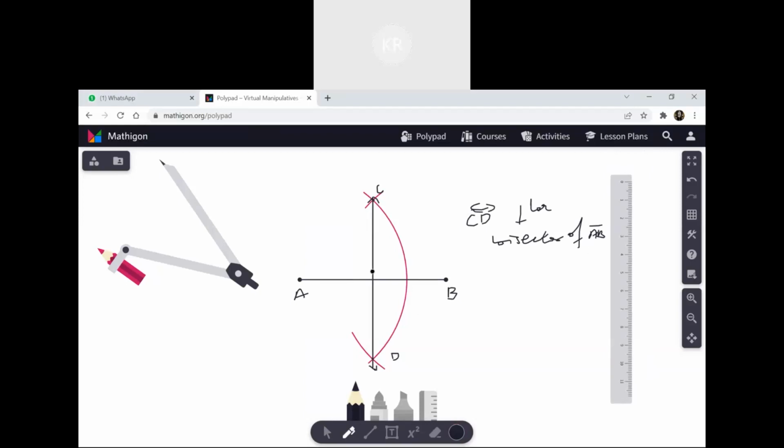Any doubt in this regard, children? No doubt, sir. So here, if you want to divide AB into 4 equal parts, can you do further? Yes, sir, we can do, it is very easy. Sir, please divide AB into 2 equal parts. Correct.